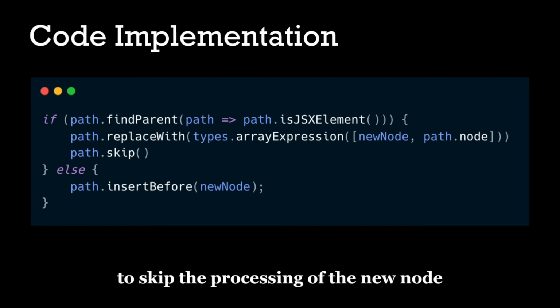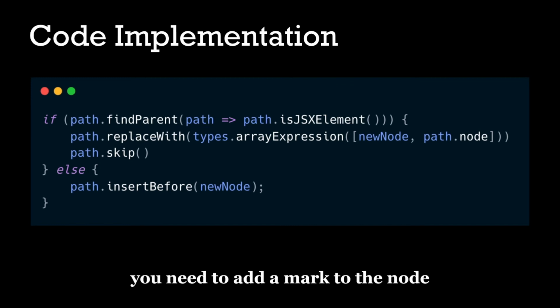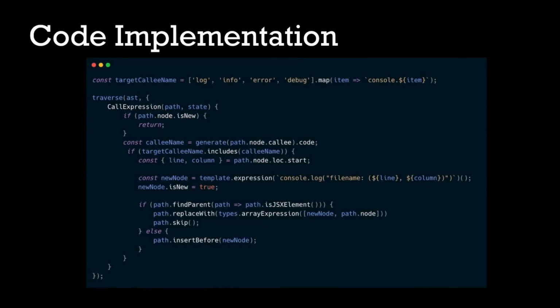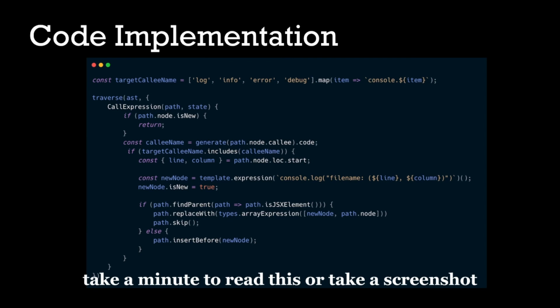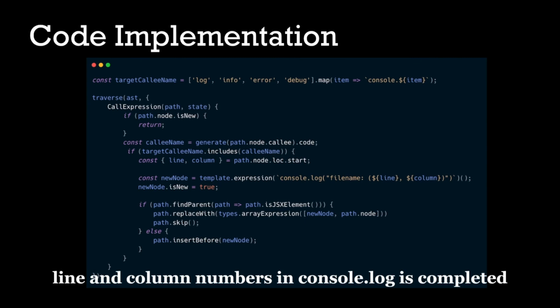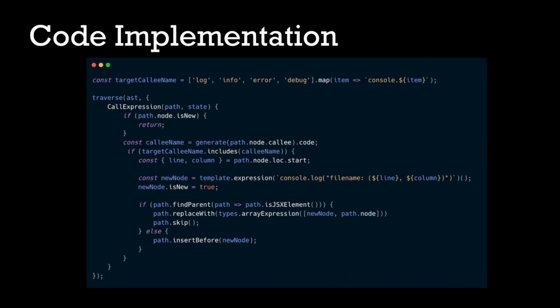To skip the processing of the new node, you need to add a mark to the node. So if there is this mark, then skip it. And the overall code is as follows. Take a minute to read this or take a screenshot. Pause it if you need. So at this point, the need to insert file names, line, and column numbers in console log is completed.